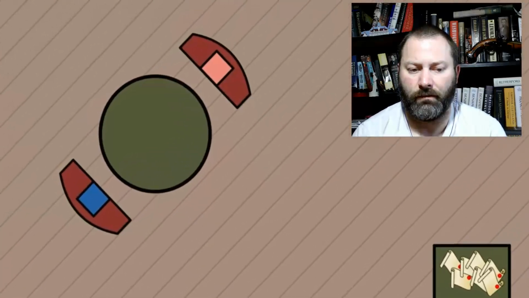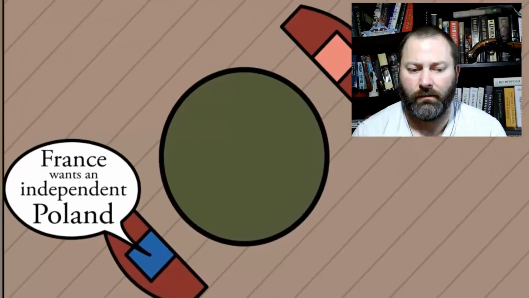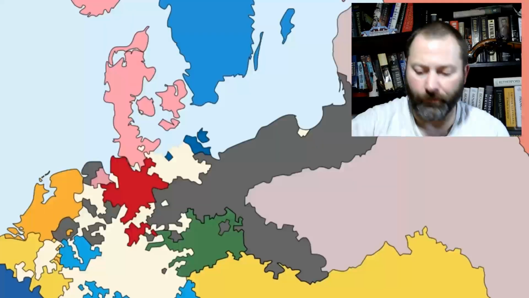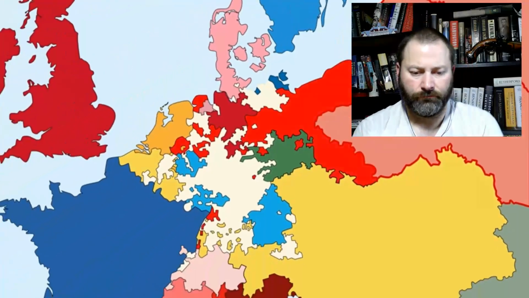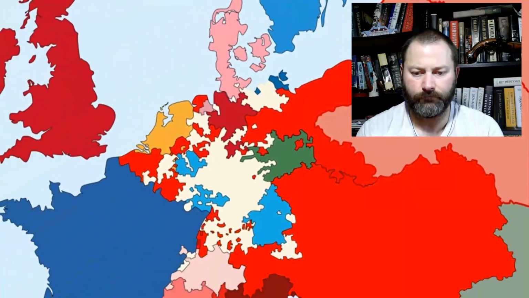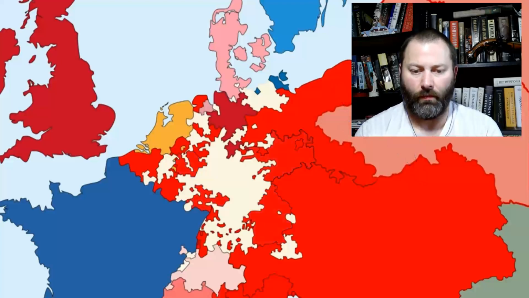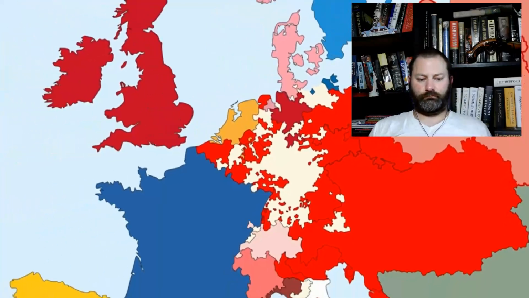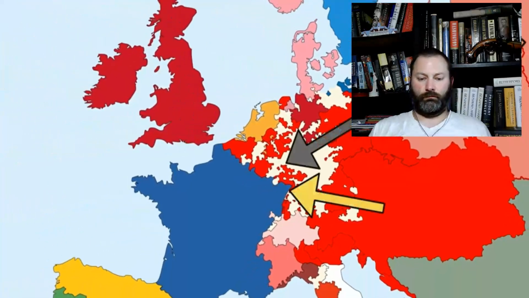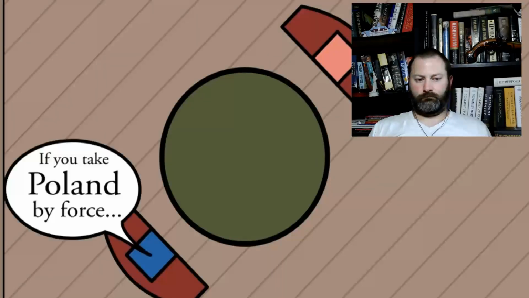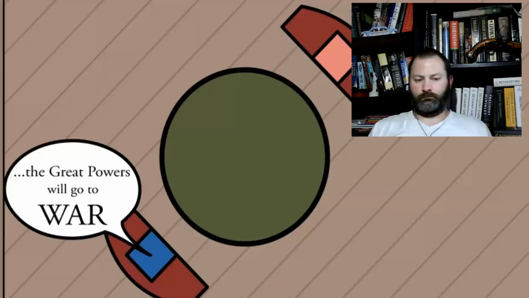He explained to Alexander that France's official position was that there should be an independent Poland. He said that if Russia acted on its own and annexed Poland, Prussia and Austria would have no choice but to seriously consider a potential war with Russia. In such a scenario, both would seek to strengthen themselves through territorial expansion. If 3 of the great powers were going around Europe gobbling up territory, France and Britain would have no choice but to intervene. Talleyrand was very clear with Alexander. If he took Poland by force, the great powers would go to war.